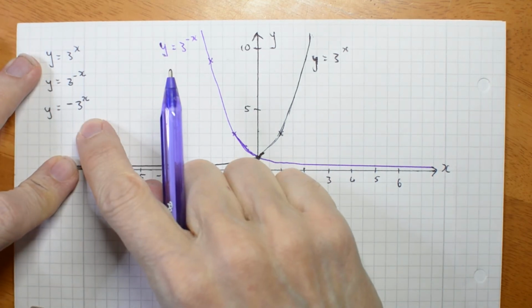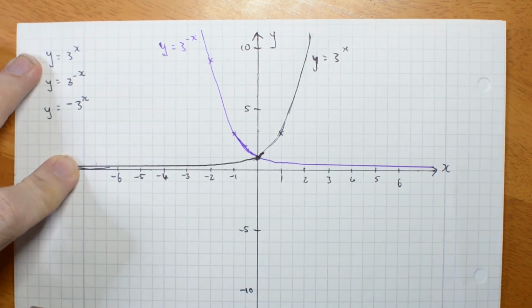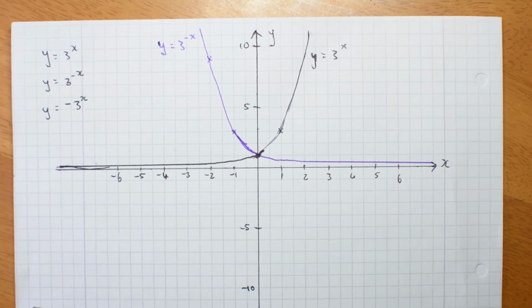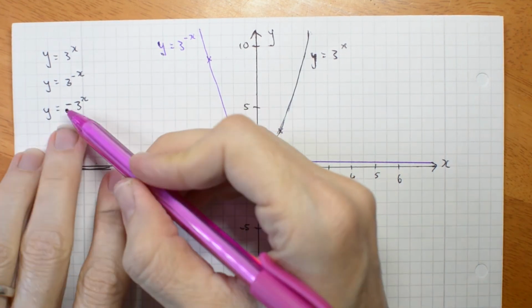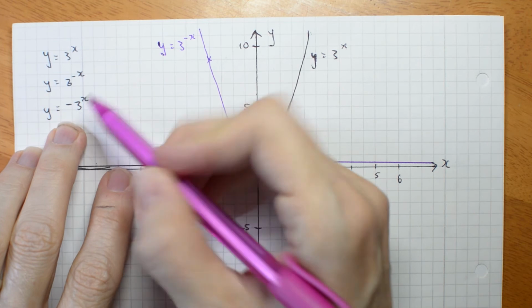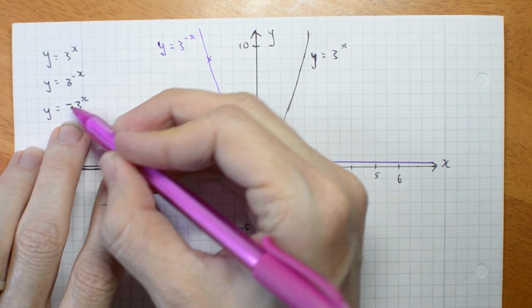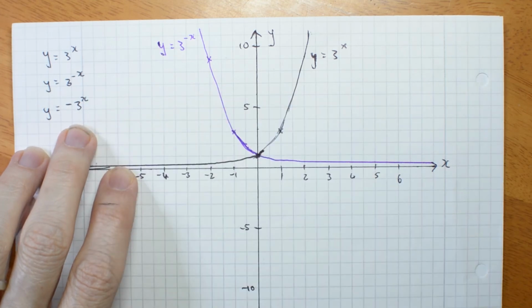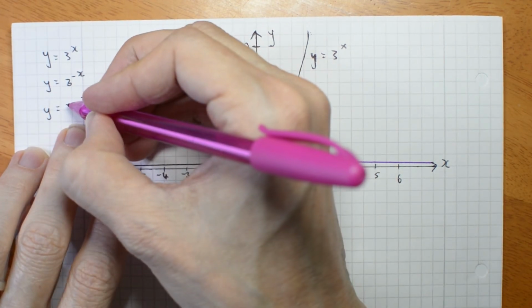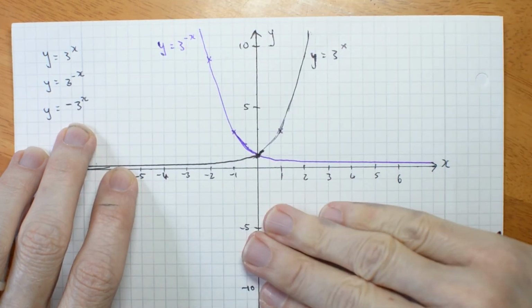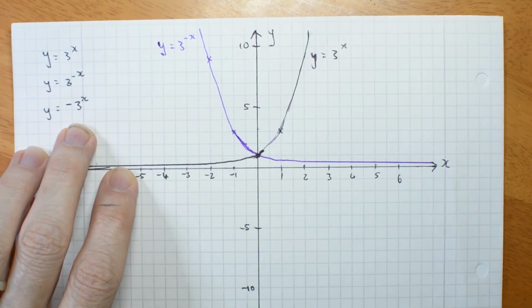Okay, what about negative 3 to the power of x? Notice the way we're doing that, by the way. This negative applies to the whole thing. So it's not (negative 3) to the power of x, it's negative (3 to the power of x). So a negative sign out the front flips the curve over the x-axis, flips it vertically.